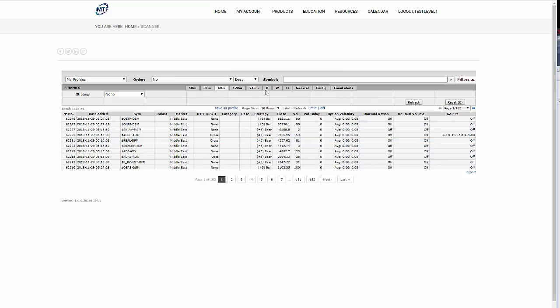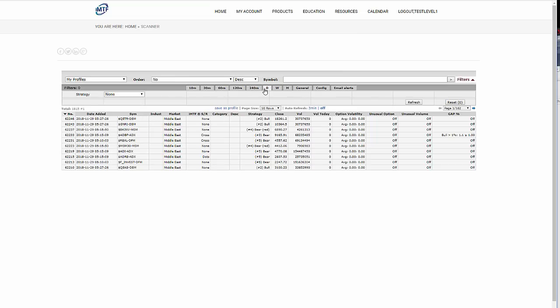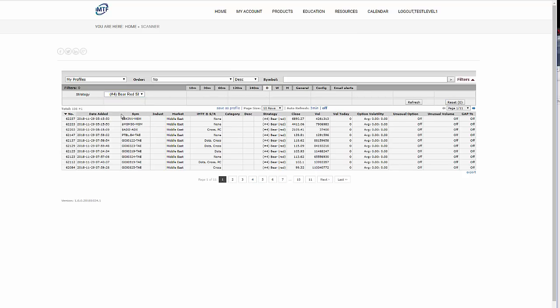Okay, so we're on a daily time frame, so let me go to daily right there. And over here, I'm going to click on strategy, and I'm going to say I want a bear strategy. That tells me the bear strategy looks for the shaded area, and it tells me all the opportunities right now that are in the shaded area. Now, I need to pick my instrument class that I want to look at.